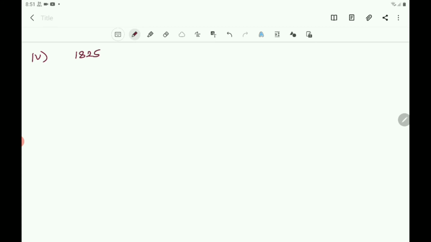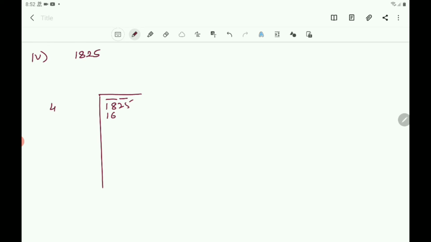1825. Then you take that number 1825 and make the group. Take the bar on the pair of digits. So the first bar is for 25, and the next bar is for 18. Then you consider the digits under the first bar, that is 18, and its nearest perfect square is 16.